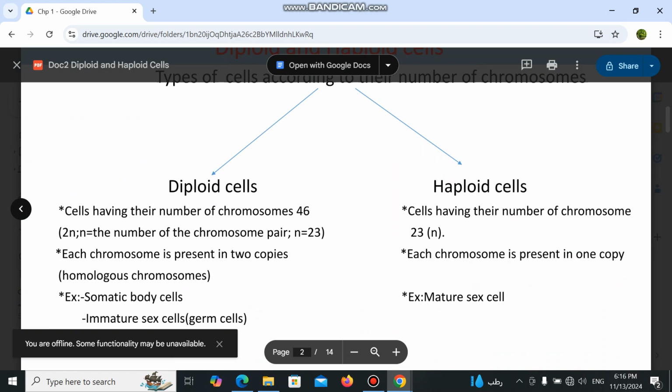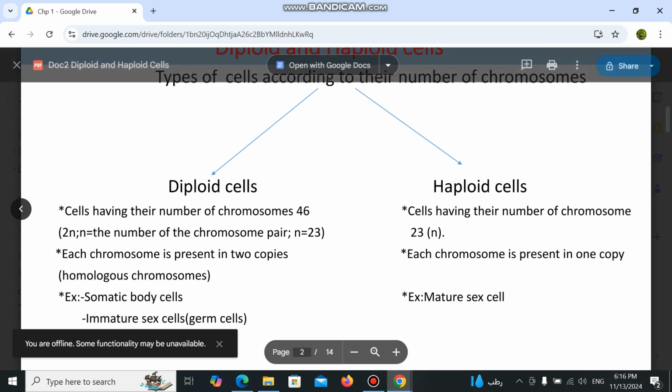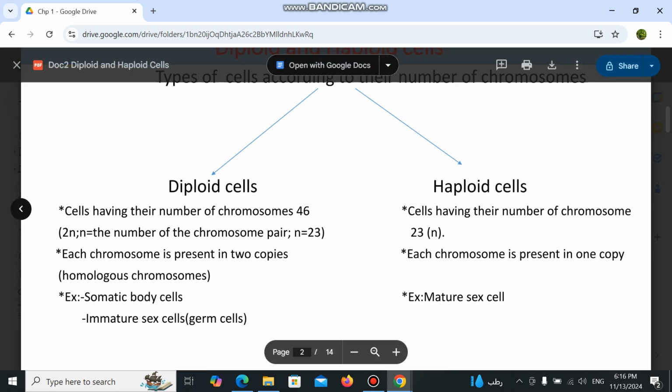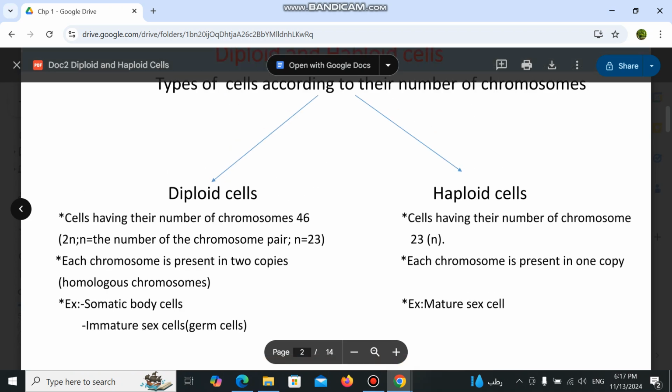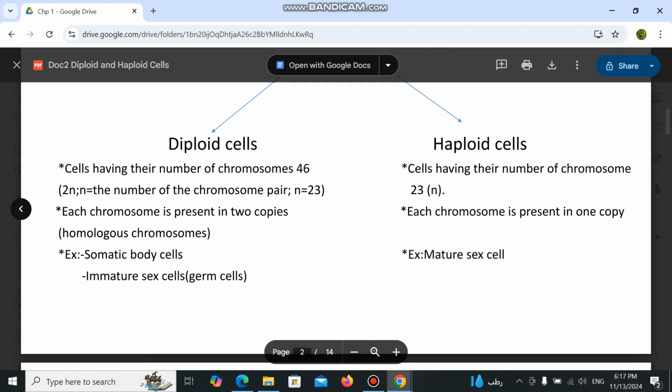In these cells, each chromosome is represented in two copies. One copy is of paternal origin, which means from the father, and the other copy is of maternal origin, which means from the mother. Examples of diploid cells are somatic body cells, which means any cell in the body except the reproductive cells, and also the immature sexual cells or germ cells.